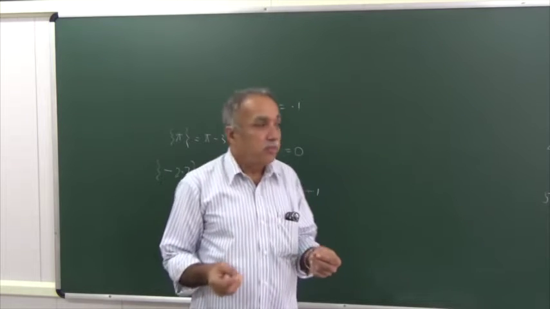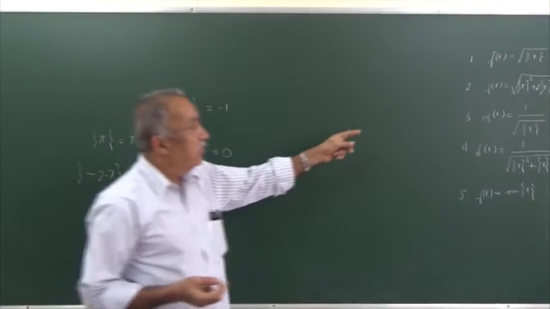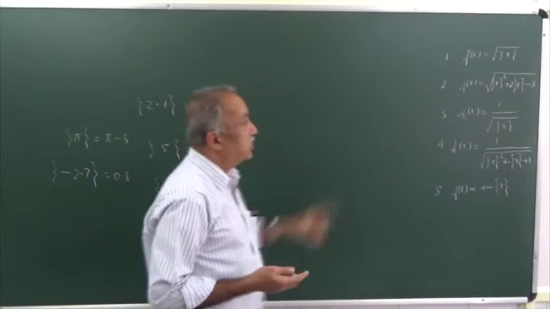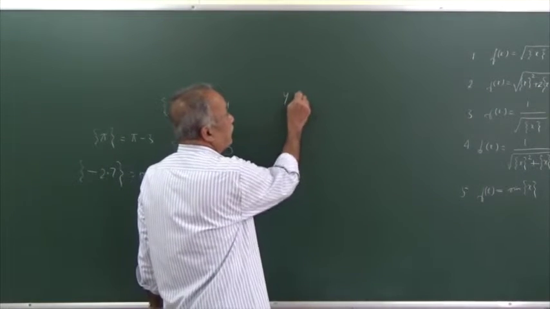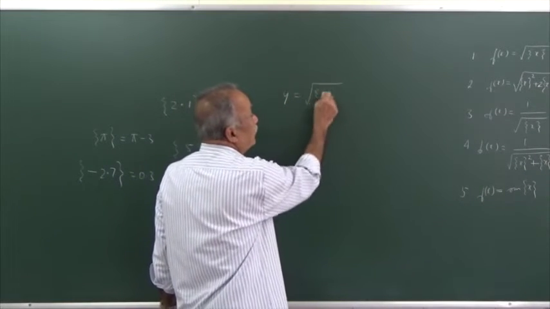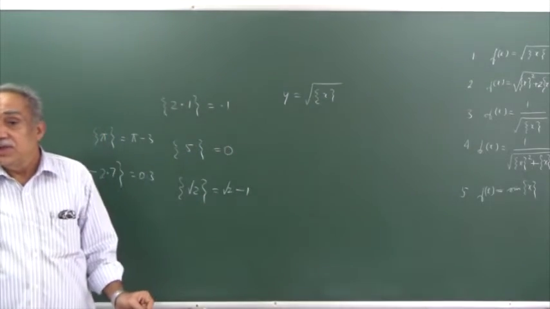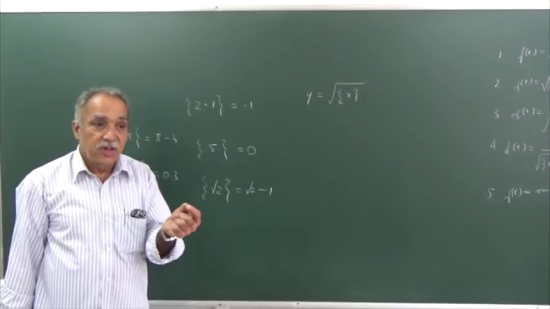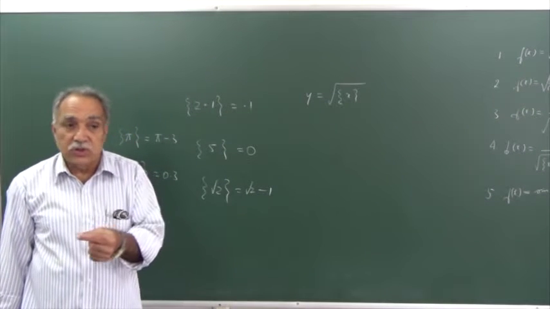Now we take up our main job, the job of finding domain and range. We are required to obtain domain and range for these functions now. First, y equal to square root of fractional part x. Is the function defined for every value of x? For every x, can you find fractional part? Yes. What value you get? A number between 0 and 1, including 0, excluding 1.